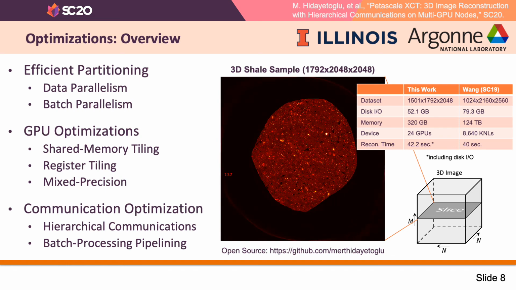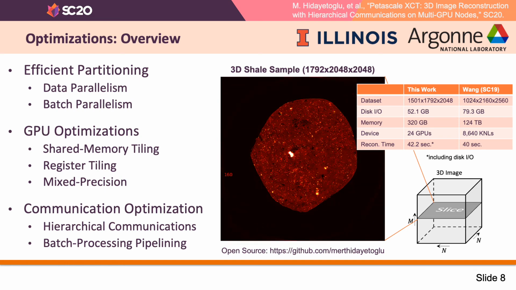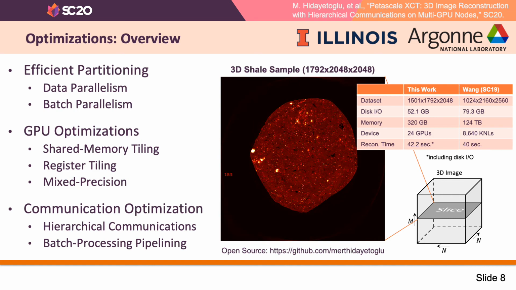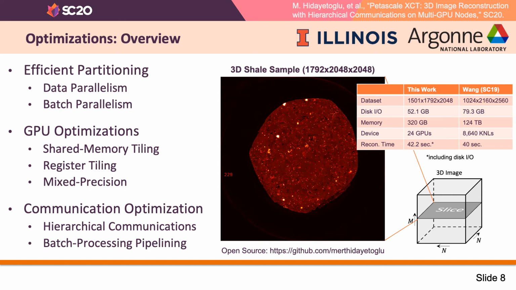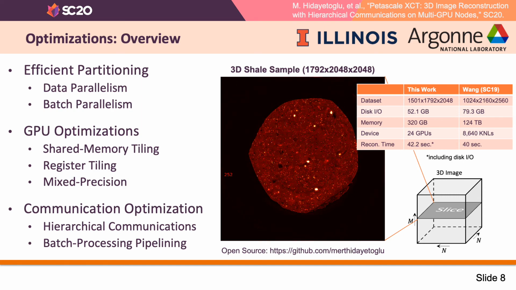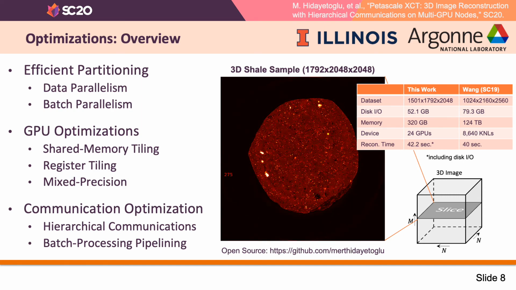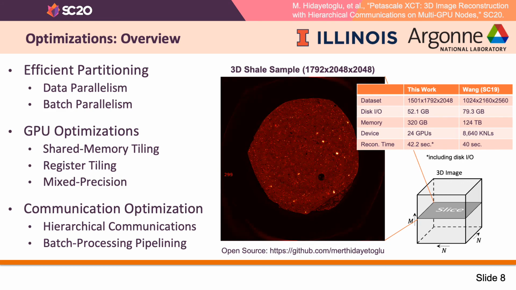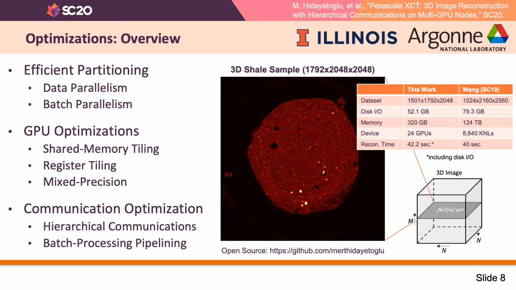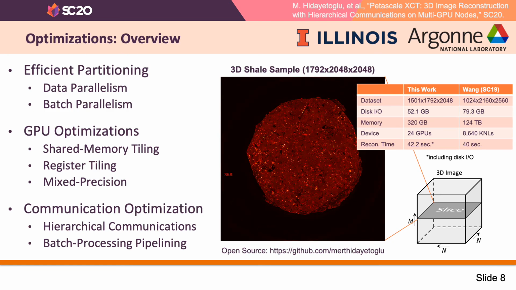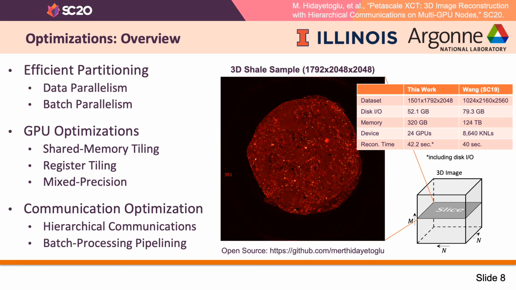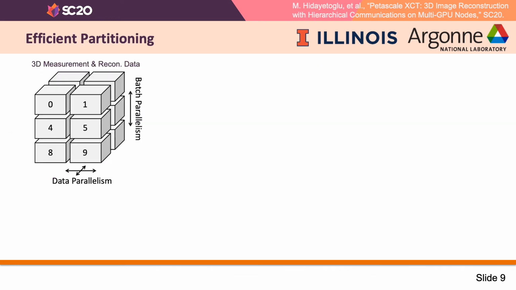Thanks to the efficient implementation, we can fit this problem into 24 GPUs within 320 gigabytes of memory footprint. A related work from last year solves a similar problem on 8,640 KNLs within 124 terabytes of memory footprint, approximately within the same reconstruction time. To provide a benchmark for future work, we open source our code with some small to medium datasets, including this one. This example shows how we partition the measurement and reconstruction cubes among a 3x4 processor grid.